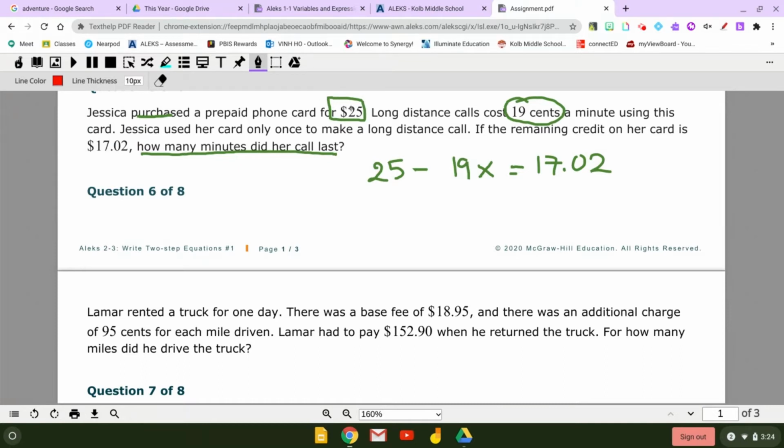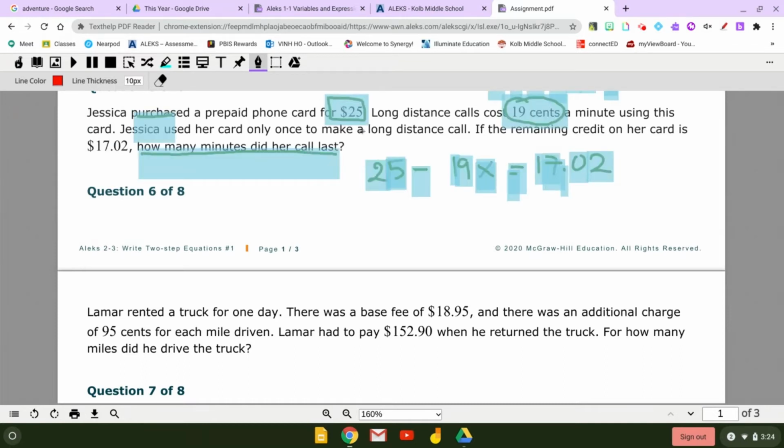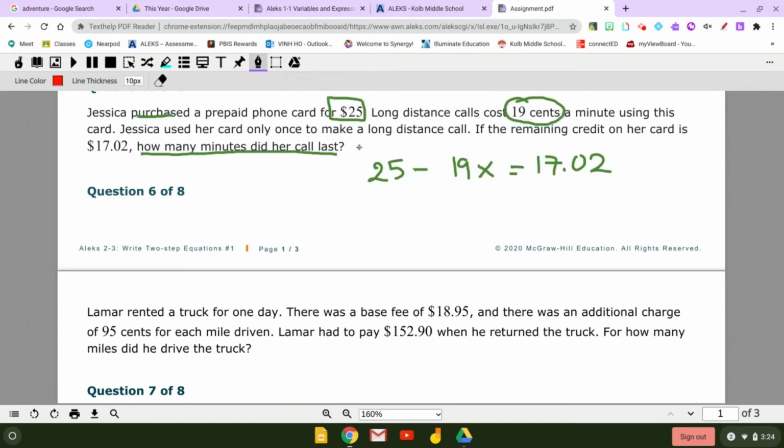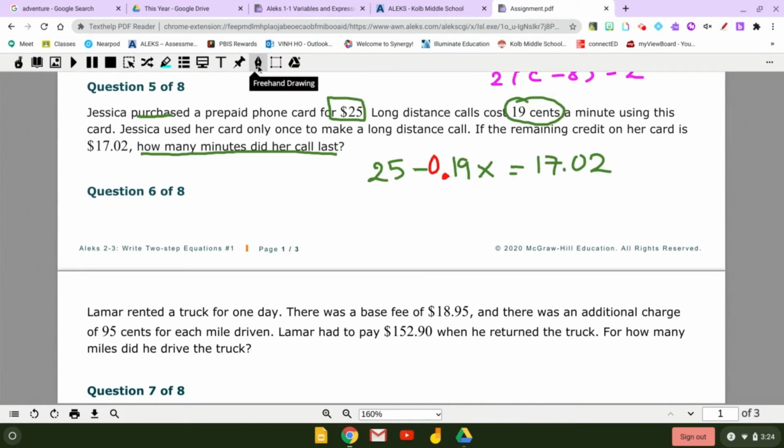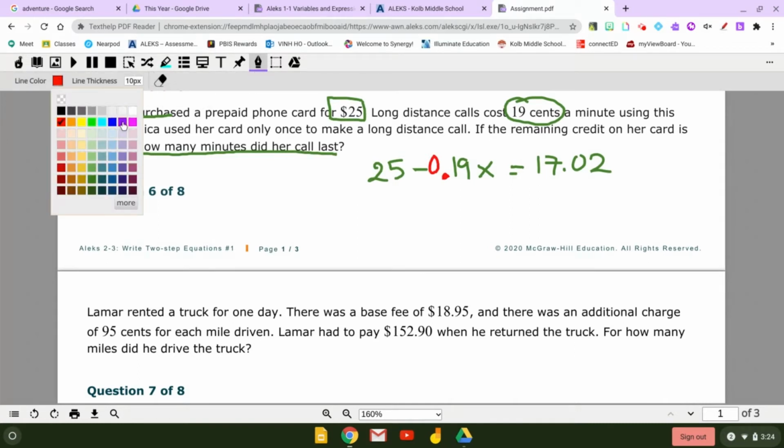So here's the problem. This one they use $25, but down here the cost is 19 cents. So it's less than $1. Make sure that you have the decimal point. This is 0.19. All right, so we're going to solve this problem to tell how many minutes she made a call. First, as usual, draw the line.